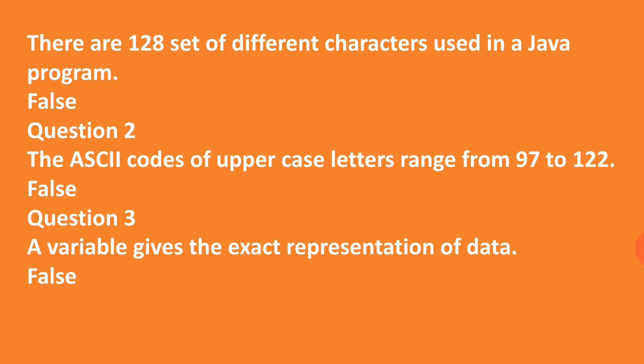Now question number 3: a variable gives the exact representation of data. So basically a variable is something where the value can be changed, so it does not give the exact representation of data. In fact, the value which we store in the variable, that is what we call a literal, is actually the exact data. So question number 3 is false.